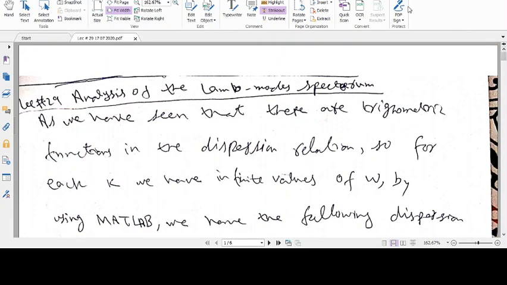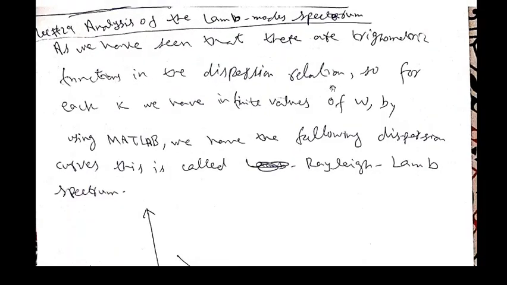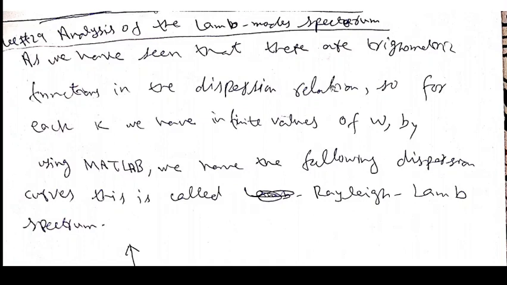This is lecture number 29. In our previous lecture, we derived the dispersion relation for an isotropic plate. We have a waveguide like a plate, and the material is isotropic.